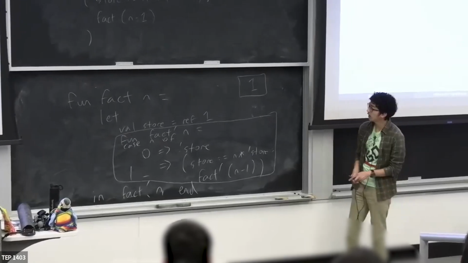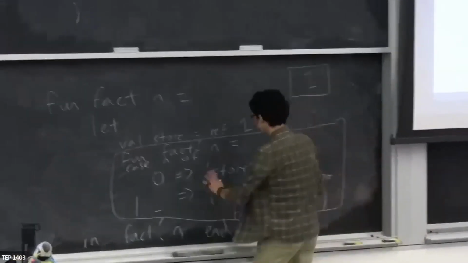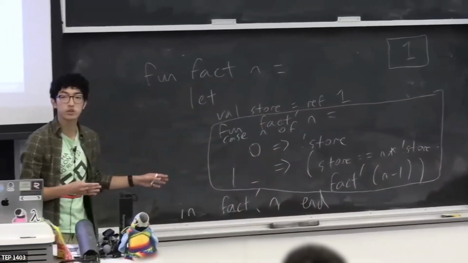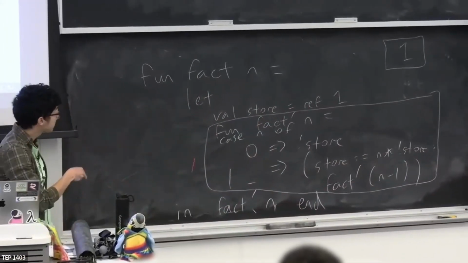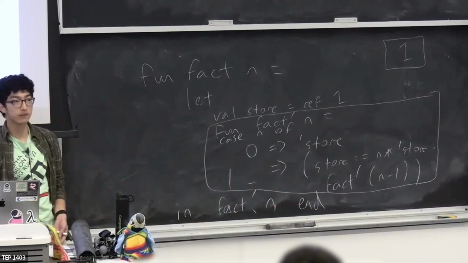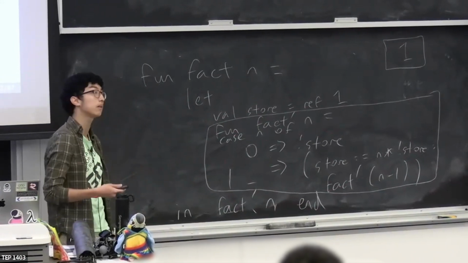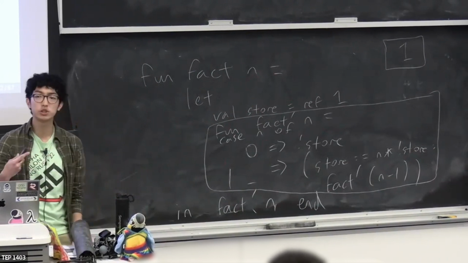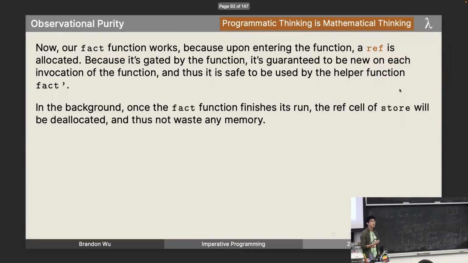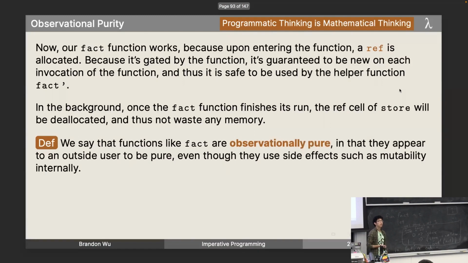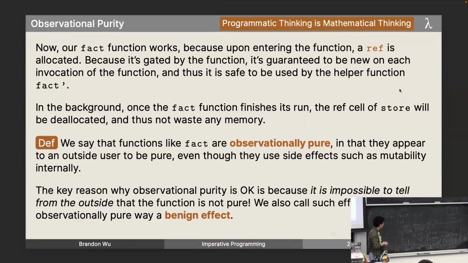But observational purity is when something uses side effects on the inside, but it doesn't seem that way to a caller. If I handed you this fact function and it had this implementation, you would have no way of actually knowing that it was this versus good old fact, the original fact that we defined on the first day of class, right, or the second day. And that means it's observationally pure. So we also call such things a benign effect.